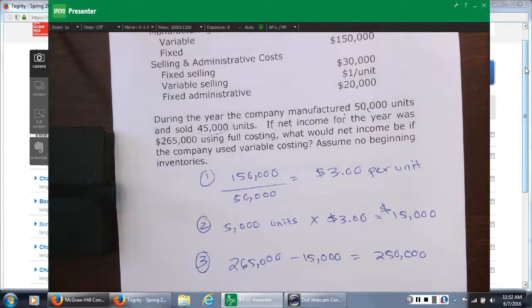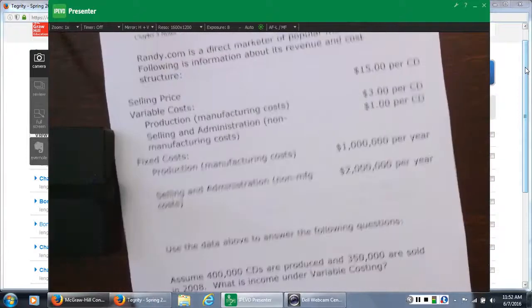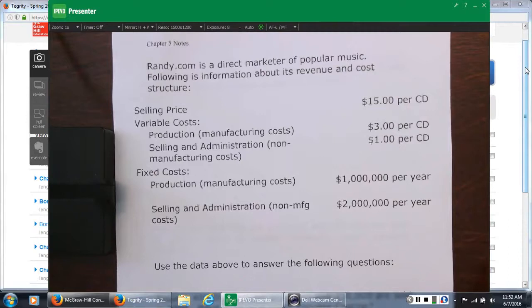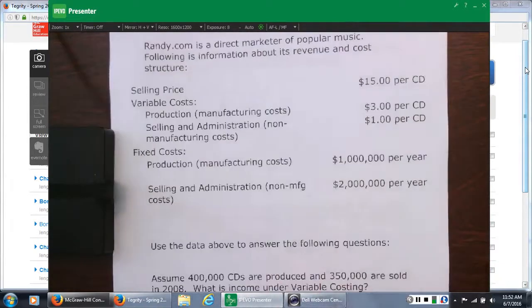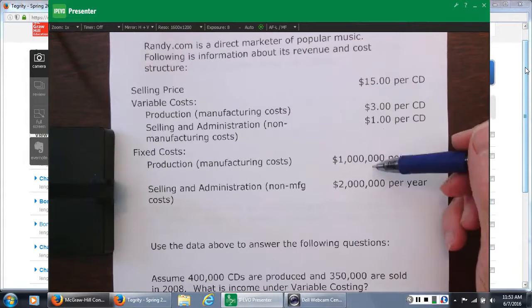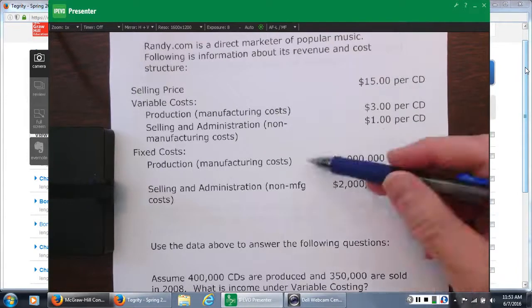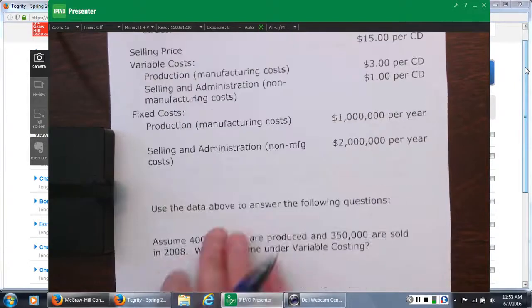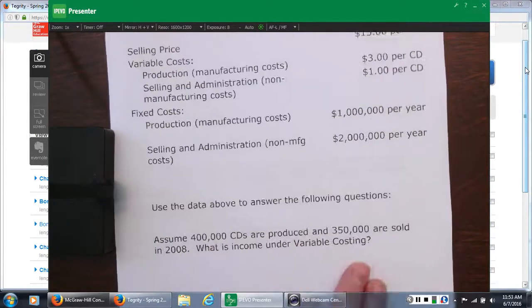Okay. All right, so let's look at this one right here. This is the second one. Randy.com is a direct marketer of popular music. Okay, the following is information about its revenue and cost structure. So we have our selling price, we have our production, we have our selling and admin costs, we have our production costs, fixed manufacturing overhead, and then our fixed selling and admin costs right here. So it says use the data above to answer the following questions.